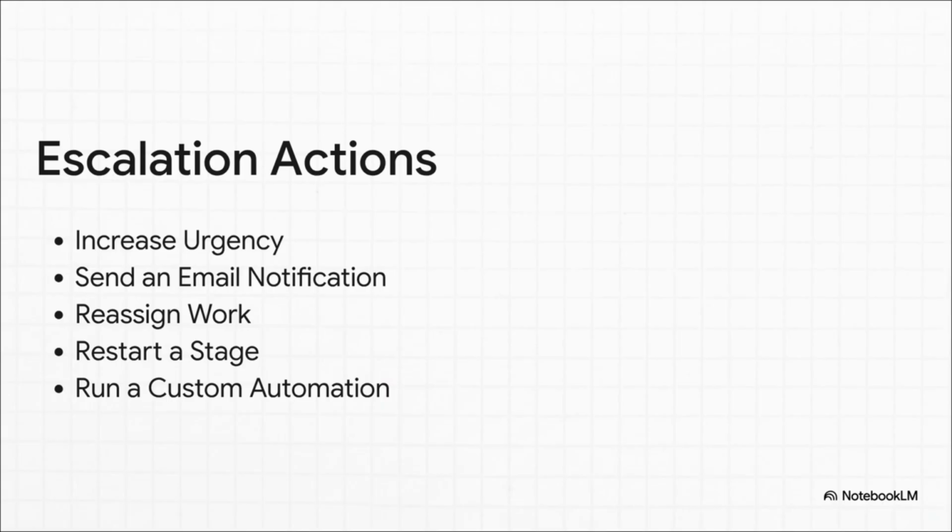So what happens when a deadline is actually breached? Well, you've got this whole toolkit of actions ready to go. You can do something simple, like just increasing the urgency like we saw before. Or you can get serious, automatically send an email to a manager, reassign the work to a specialized team, or even restart a whole stage if something needs a fresh look. And if you need something totally unique, you can just have it run your own custom automation.